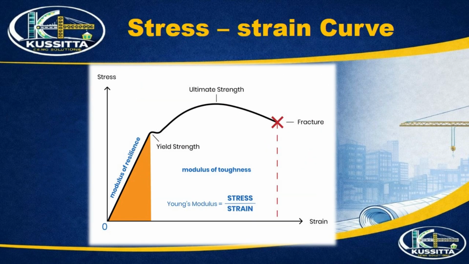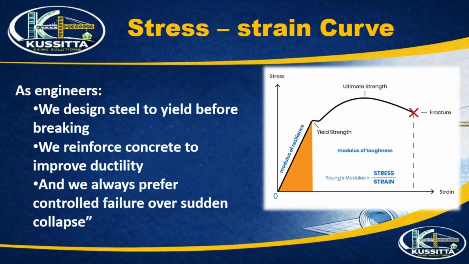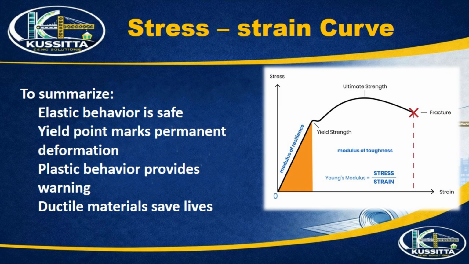As engineers, we design steel to yield before breaking. We reinforce concrete to improve ductility, and we always prefer controlled failure over sudden collapse. To summarize, elastic behavior is safe, yield point marks permanent deformation. Plastic behavior provides warning, ductile materials save lives. In the next lesson, we'll apply these concepts directly to steel and concrete structures.